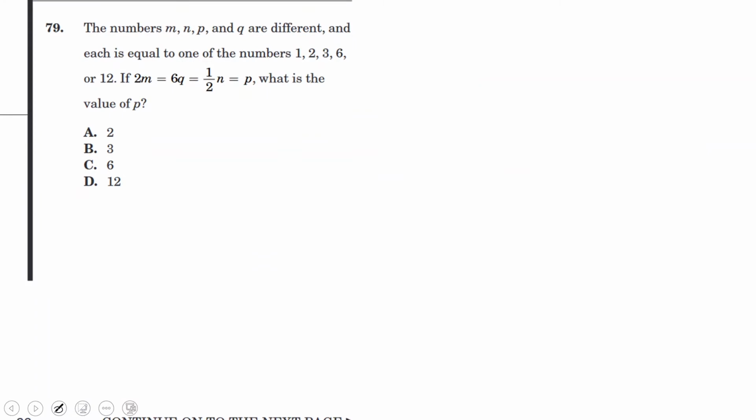The numbers m, n, p, and q are different, and each is equal to one of the numbers 1, 2, 3, 6, and 12. All right, so if we got 2m is equal to 6q is equal to 1/2 n is equal to p. What is the value of p?